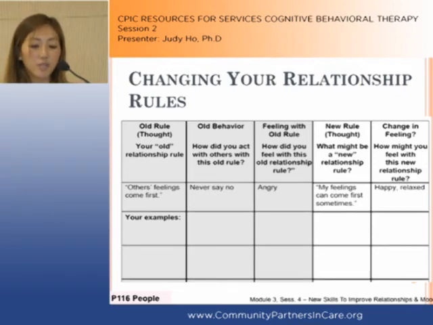And what are their feelings with this old rule? How did you feel with this old relationship rule? So the client may come up with things like angry, resentful, upset, sad. So what's a new relationship rule that they can have that's a little bit more helpful than this old rule? They may come up with something like, my feelings can come first sometimes. Not all the time, but sometimes.